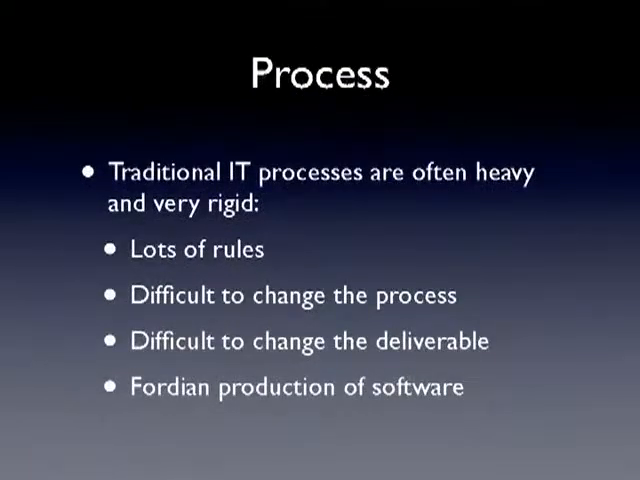So there's a couple of different processes. There's the traditional IT process. It has lots of rules. It's difficult to change the process. It's difficult to change the deliverables because the customer is looking for specs that you keep sending them. And you use sort of this Fordian production of software, which basically means you create this assembly line and you create these silos. Like this person works on this piece, this person works on this piece, and that's something that with Agile development you avoid doing. And I'll get into that a little bit more later as well.